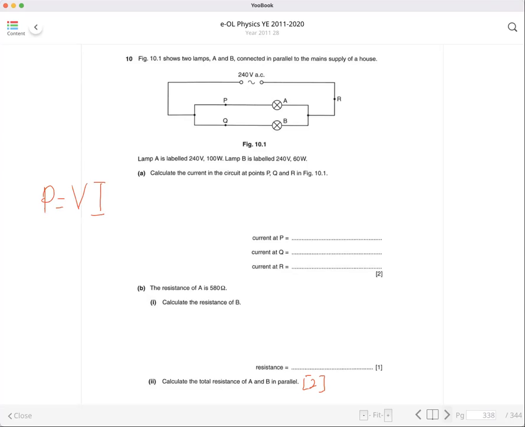Okay, so for part A, from here you can see I is equal to P over V. So for P, this is your V. Okay, your power is 100 watt, your V is 240 volt. From here, can you find the current? Okay, Pei Kwan, try that again.